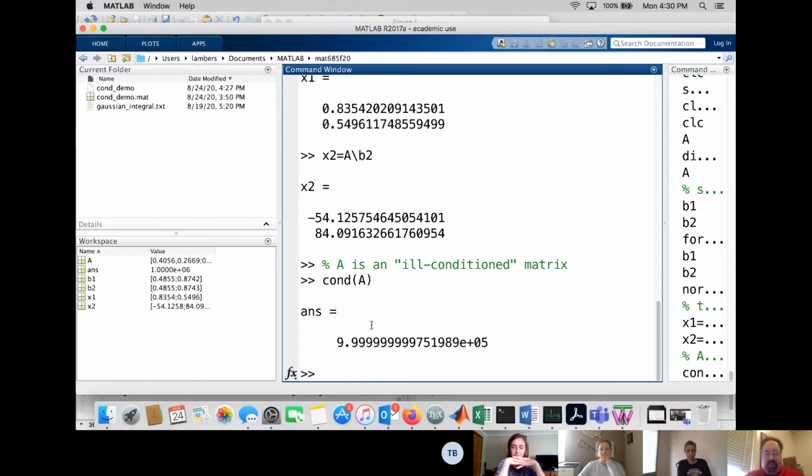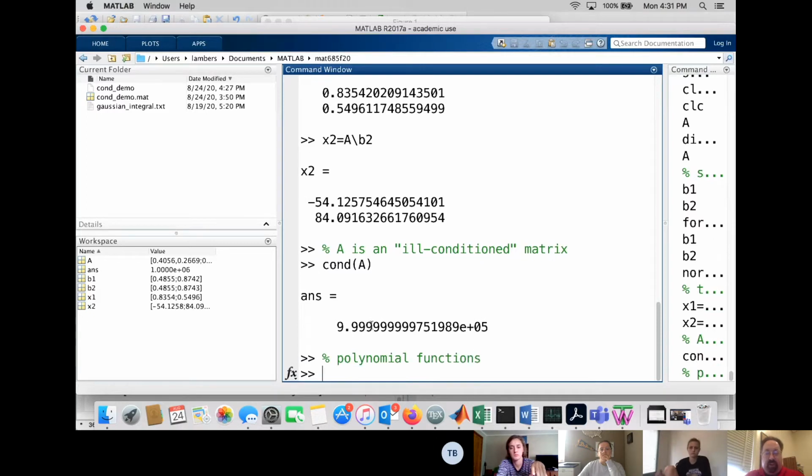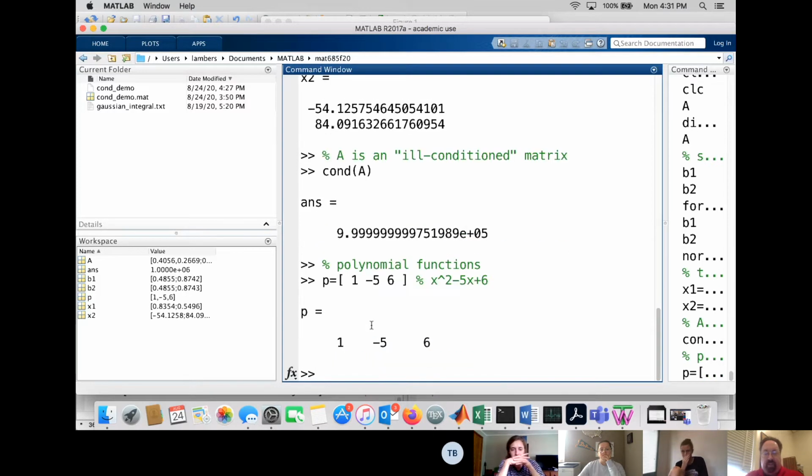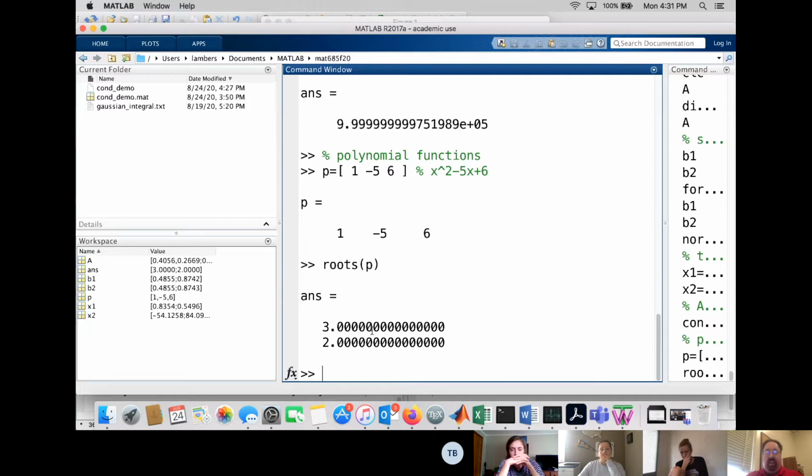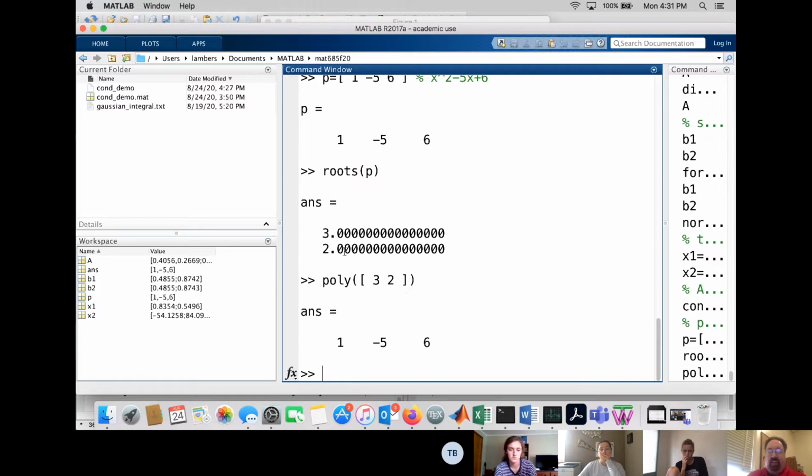Now, one thing you come across in the tutorial is polynomial functions. If I make up a polynomial, this is when you delve into the first problem, x squared minus 5x plus 6. I could use the roots function to get the roots of p, so 3 and 2. What I could also do is poly, which takes as input the roots, and the output is the coefficients of the polynomial that has these roots. So that would be 1, minus 5, and 6. It makes the leading coefficient 1. So roots and poly are basically inverses of one another. This goes from coefficients to roots. This goes from roots to coefficients.